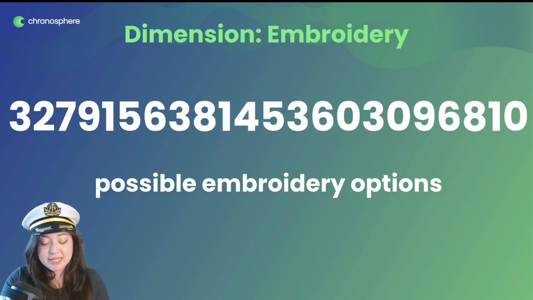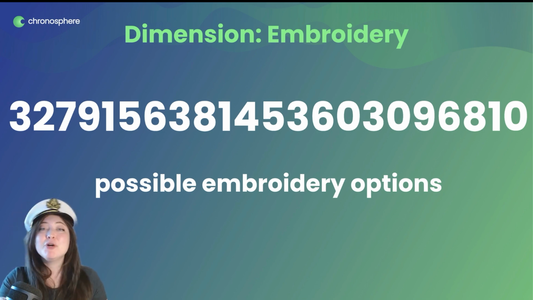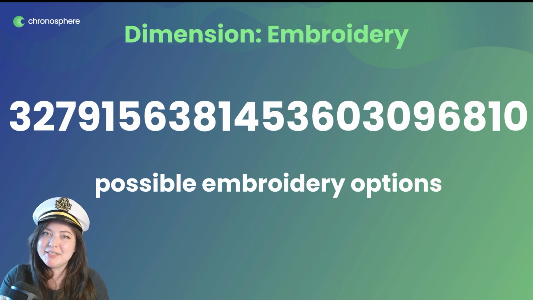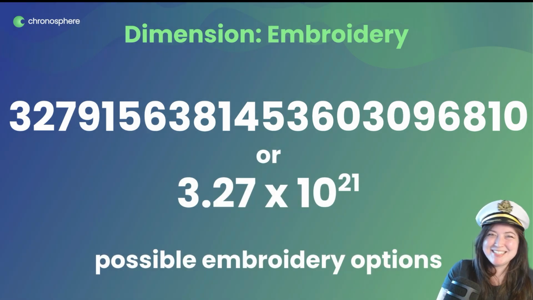Adding all of this up gives us a grand total of, drumroll please, 3 sextillion, 279 quintillion, 156 quadrillion, 381 trillion, 453 billion, 603 million, 96,810 possibilities, or 3.3 times 10 to the 21st.